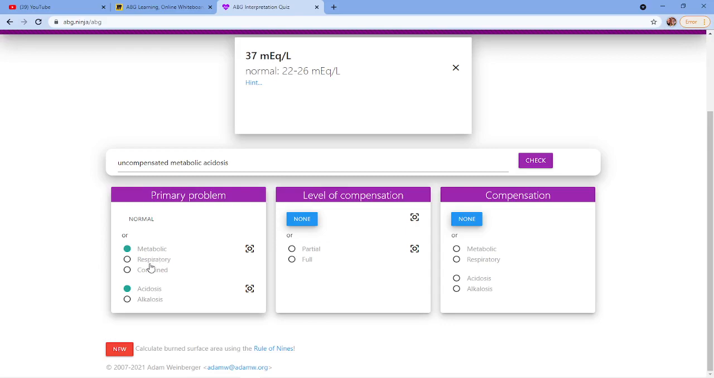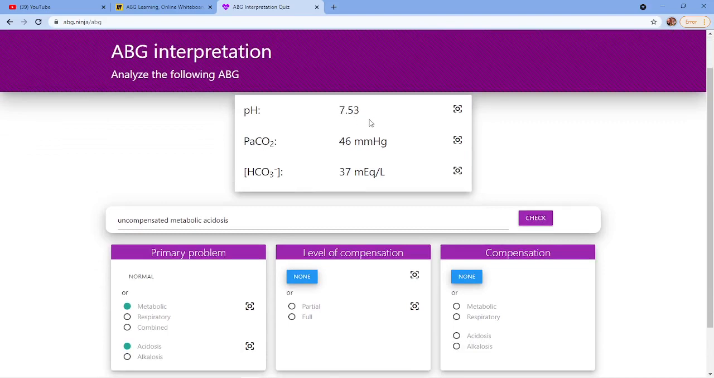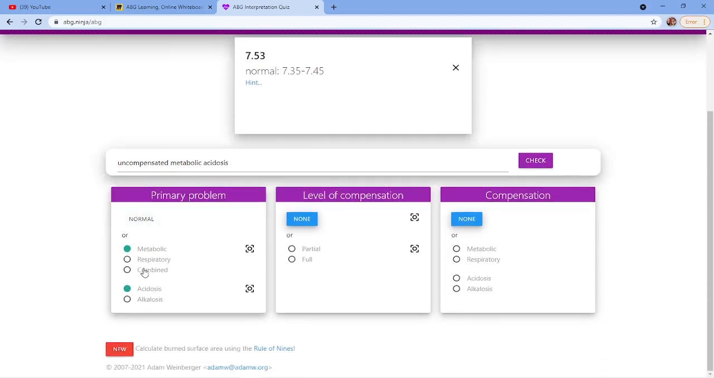It's kidneys. All right, and then we're going to look at acidosis or alkalosis. So we know based off the pH that this is an alkalosis. It's not very, very high, but it's high in the grand scheme of things. This is basic, so we know that they're in alkalosis. Now, partial or full compensation.